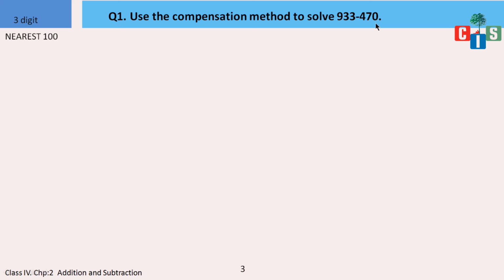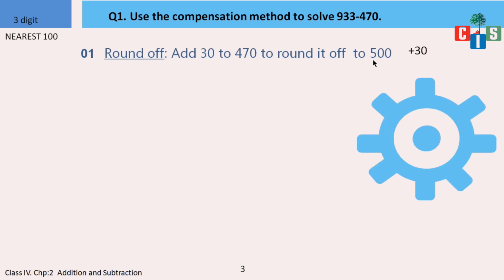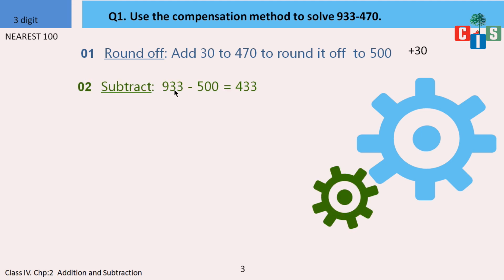So what I'll do is add 30. Yes, you will add 30, and it turns out to be 500. So the first step, you have to add 30 to 470 to round it off to 500. Now the second step, you have to subtract. Don't make a mistake of subtracting 470 again. You have to subtract 500. So 933 minus 500 will give me 433.